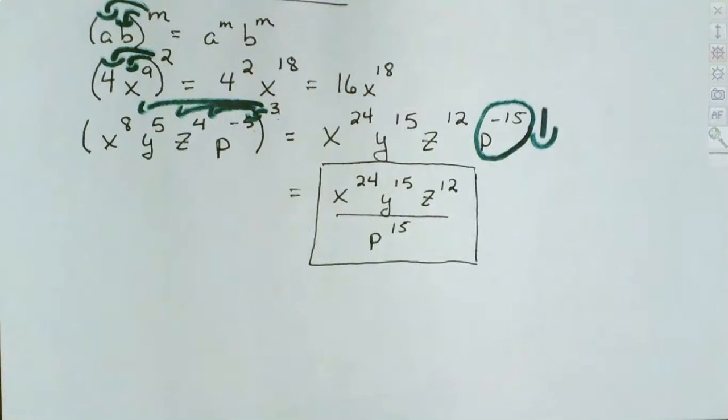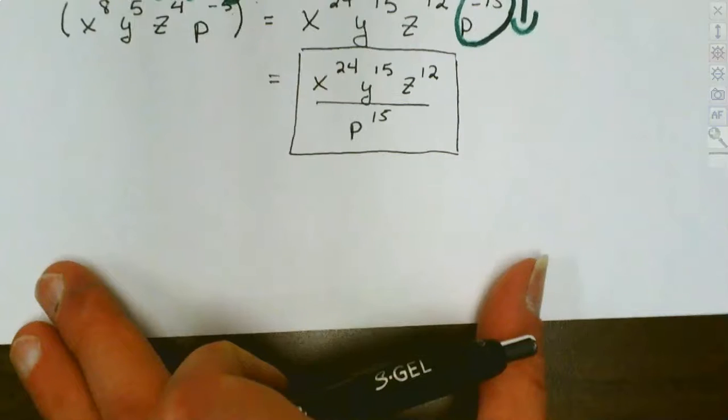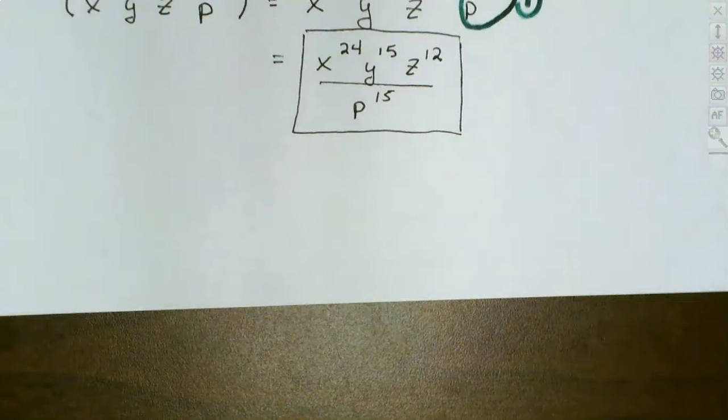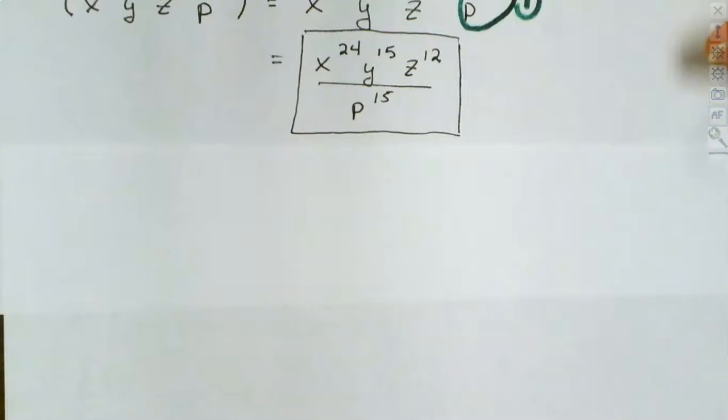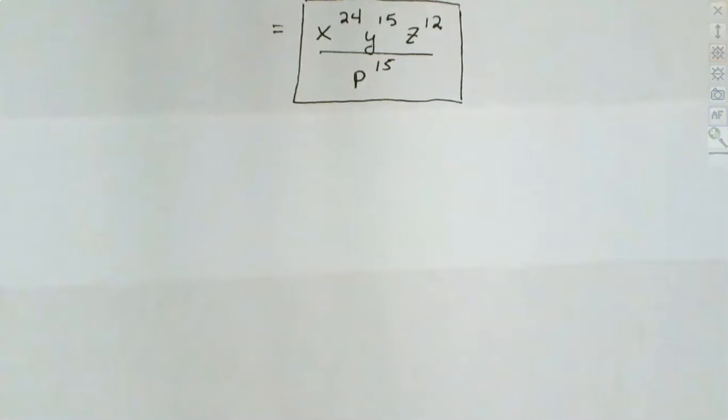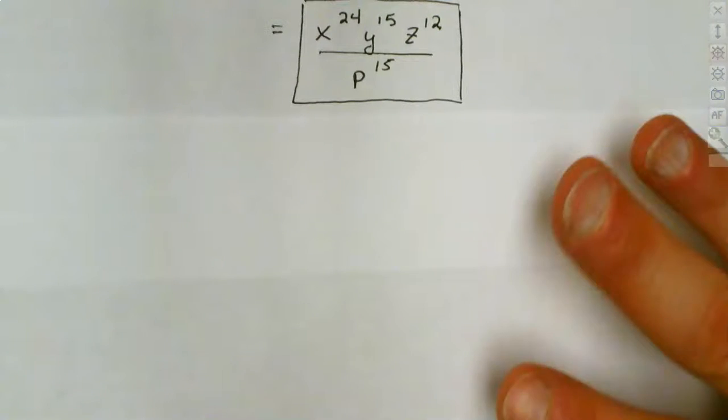So whenever we write our answers, we want to make sure that we do not have any negative exponents. Very, very important. Only positive exponents for your answer. Now I'm going to work with negative numbers raised to powers, just so we understand how these work.